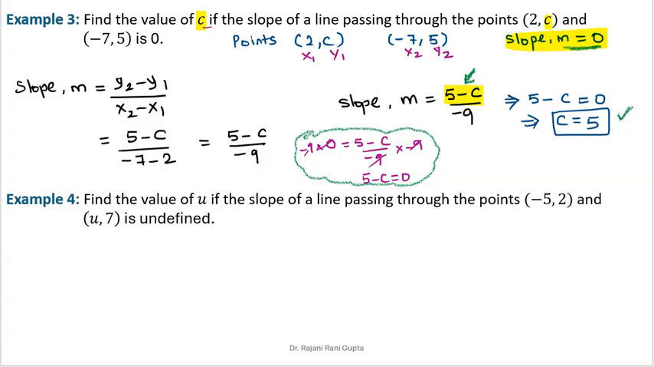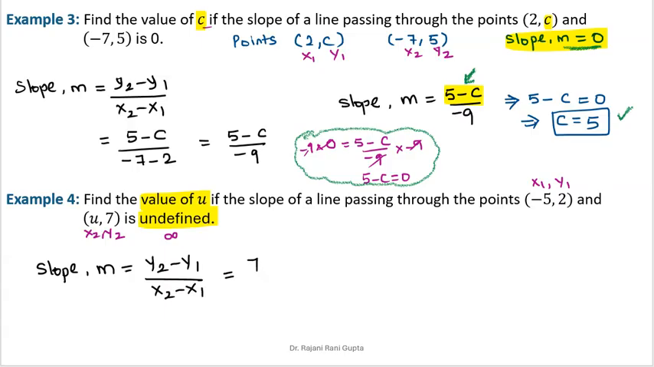So here they ask you find the value of u if the slope of a line passing through these two points is undefined. Undefined means the slope is infinity. Your points are say x1, y1. This is your x2, y2. So when you write the slope m, which is y2 minus y1 over x2 minus x1, let's write it. y2 is 7 minus 2 over u minus of minus 5, giving you 5 over u plus 5.